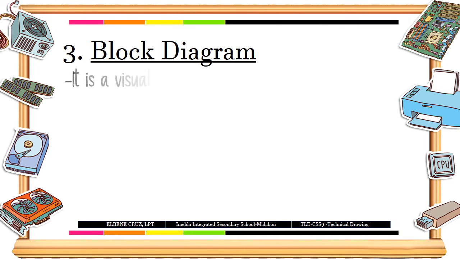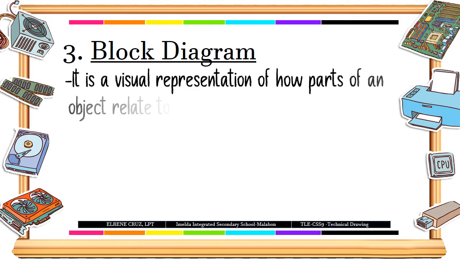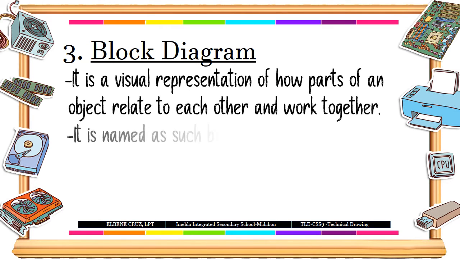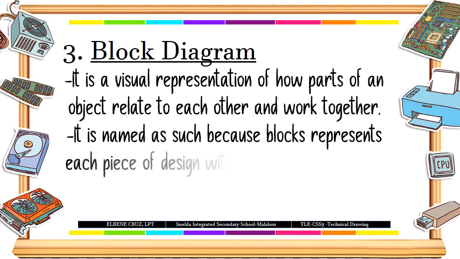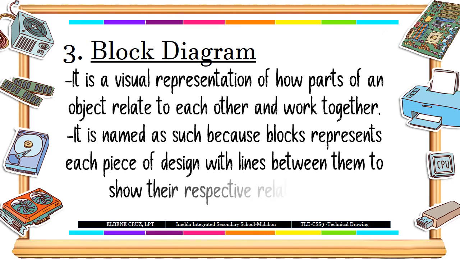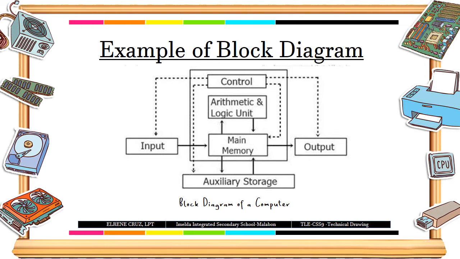The third type of technical drawing is a block diagram. It is a visual representation of how parts of an object relate to each other and work together. It is named as such because blocks represent each piece of the design, with lines between them to show their respective relationships. This is an example of a block diagram.